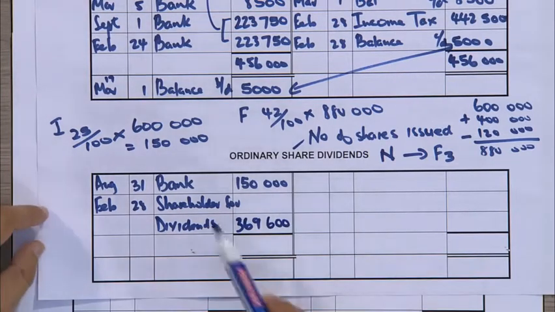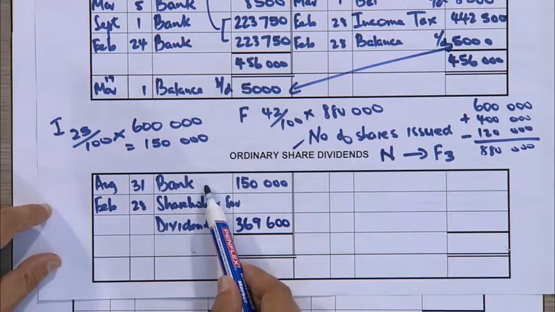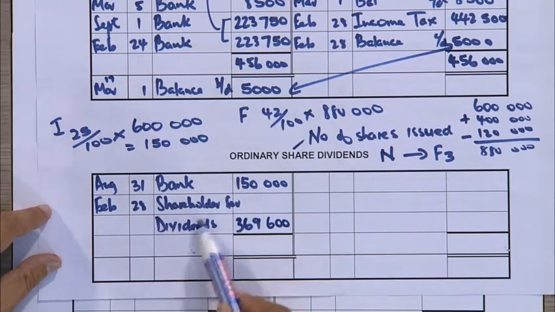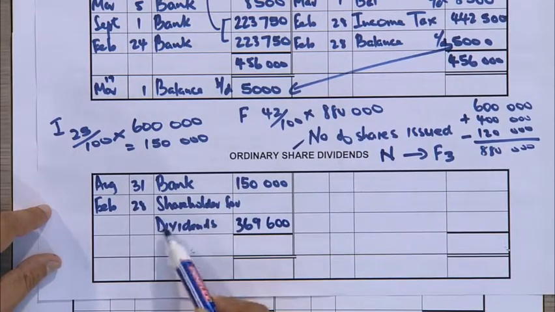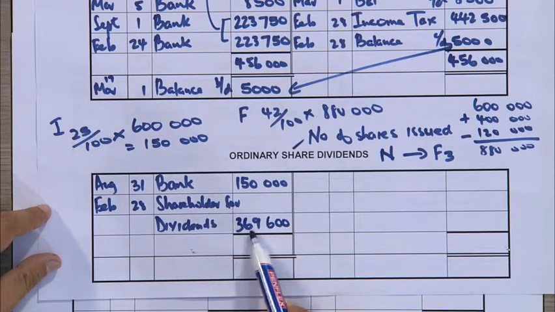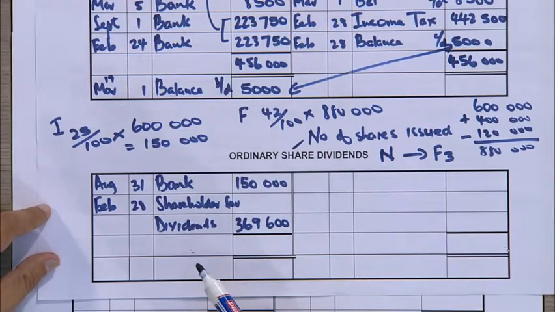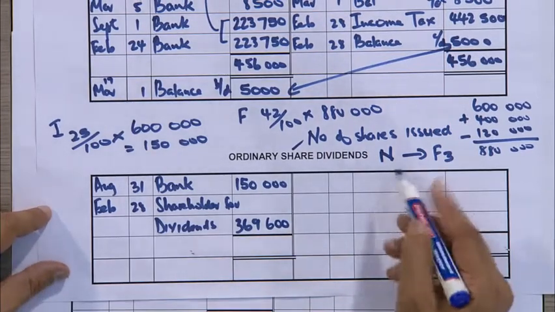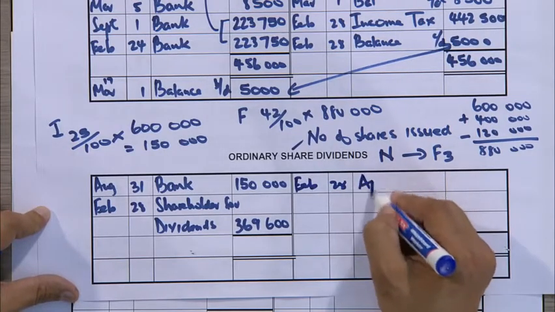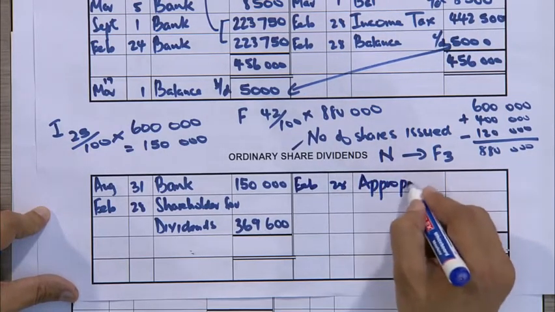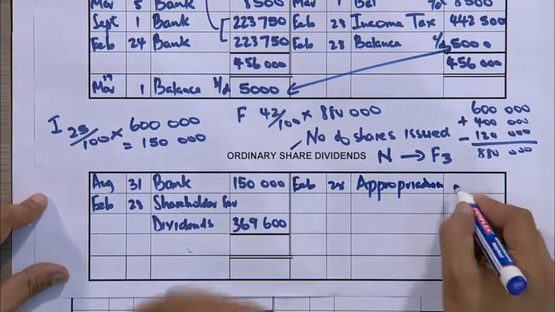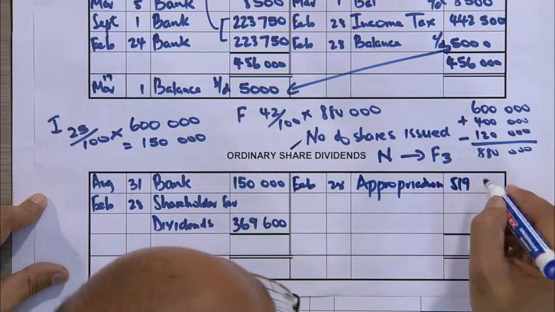Please take note, grade 12, that the first dividend is an interim, so we'll have to write bank because we're paying. The second dividend is the final dividend. We're only declaring, we're not paying, so we still owe the shareholders for dividends the 369,600. Then because this is a nominal account, at the end of the financial year it will close off to appropriation. And that figure will be 519,600.